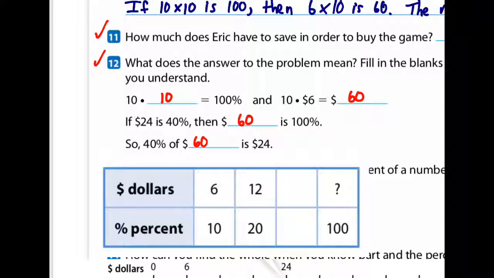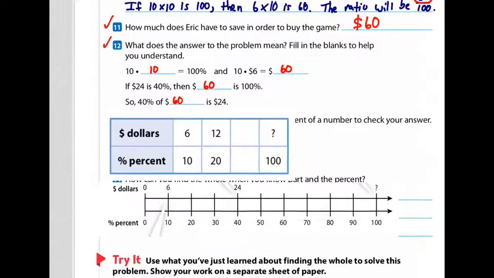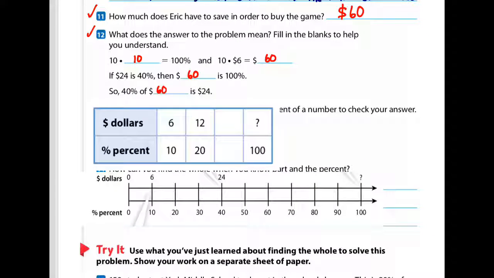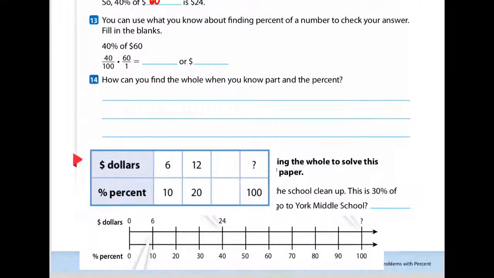So if you had all those blanks right, good. Give yourself a C for number 12. If you missed any, pause the video to do those. And now we're going to go on to the next two problems.